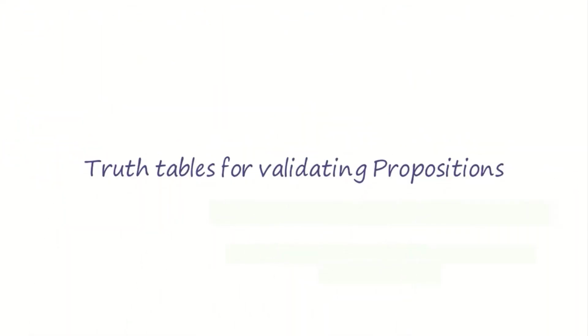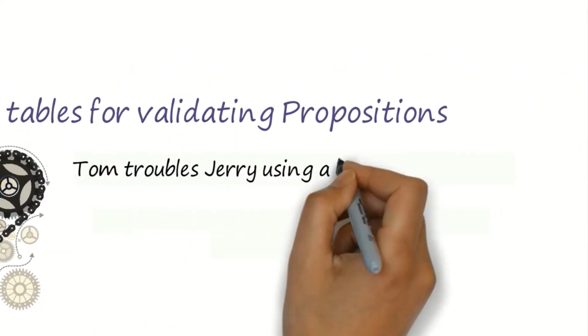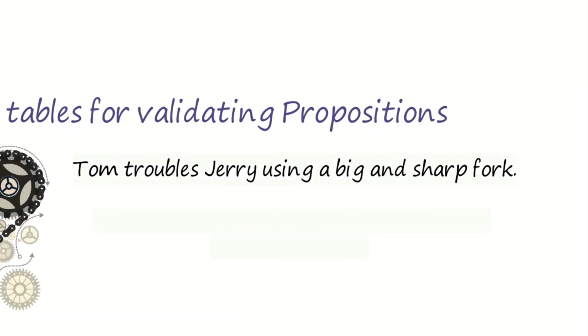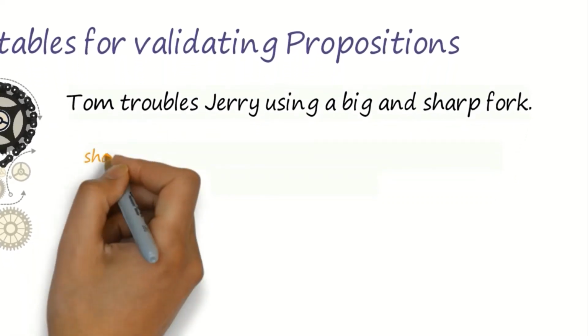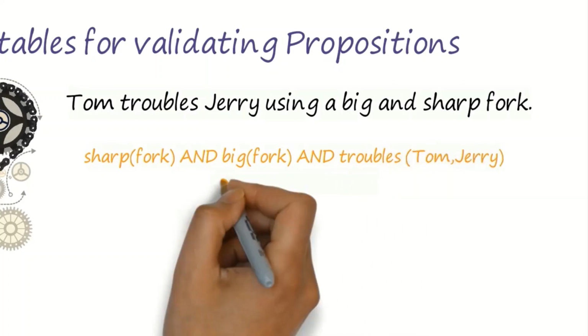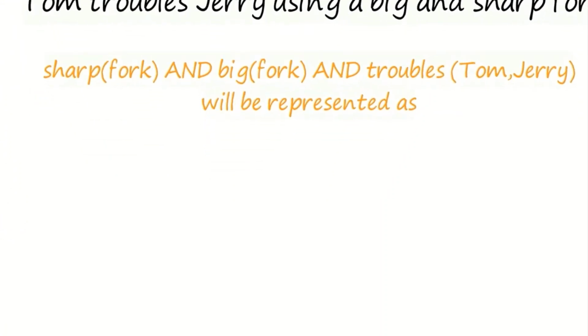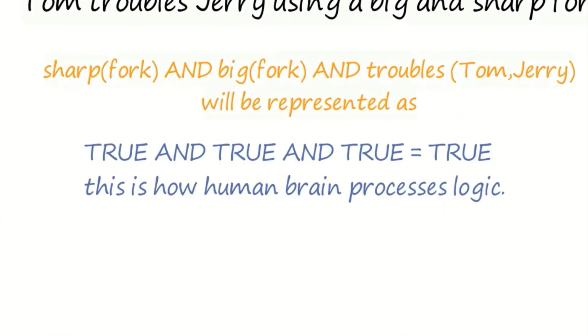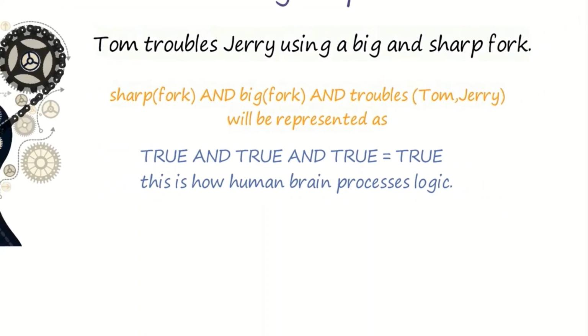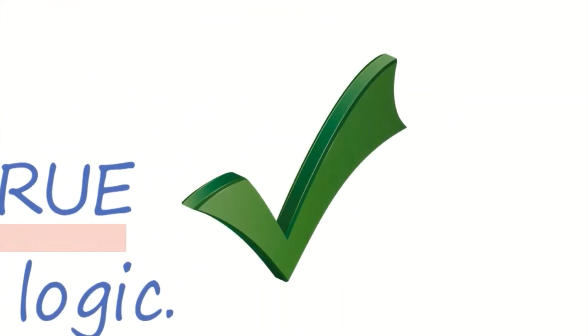Let's find out how the human brain processes logic to find answers from propositions. In the given example, if the fork is actually sharp and big, and if Tom actually troubles Jerry, then the proposition sharp fork and big fork and troubles Tom Jerry holds true, which will be represented as true and true is equal to true. This sort of logic can be understood by the human brain. If all three logics are true, then the whole proposition is true.